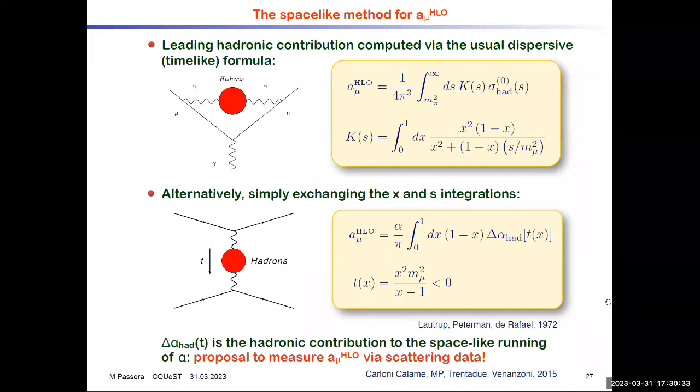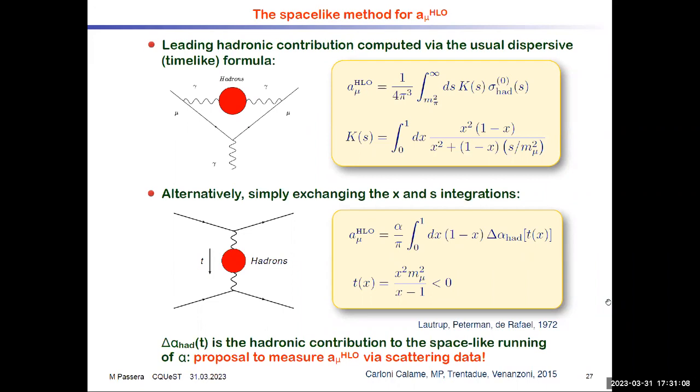This formula is not ours. This formula was long known. It was done by Lautrup, Peterman, and de Rafael in '72. But this was the formula that answered our question: can you do an experiment that allows you to determine this contribution inclusively in one single clean experiment? So what we proposed was to really measure the leading hadronic contribution by a scattering experiment. Not e+e- into hadronic channels, but a scattering, q squared negative, space-like experiment.